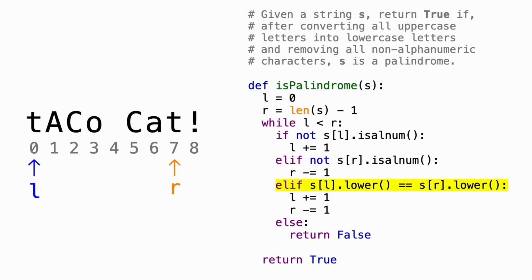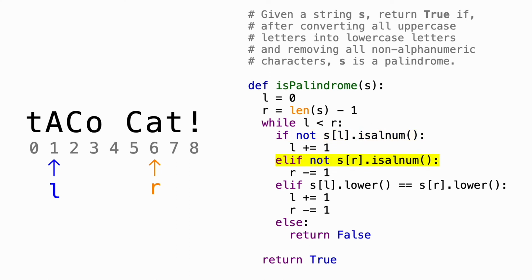The next step is to convert both characters to lowercase and check if they are equal to each other. They are both already lowercase, and they are both the letter t, so this condition is true. Since both characters are equal to each other, we can move on and increment L and decrement R. Then we loop again. The character at index L is an uppercase A, which is alphanumeric, so this is false, and we check the next condition.